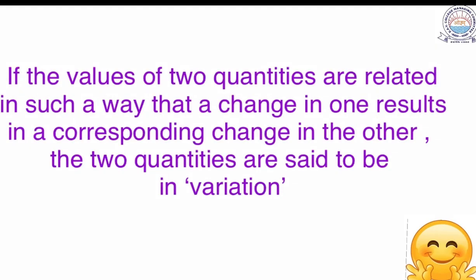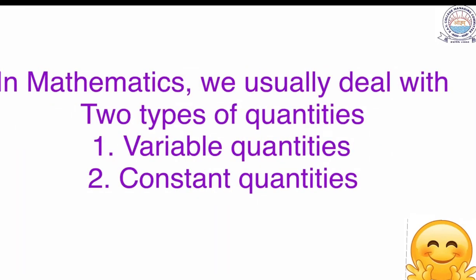If the values of two quantities are related in such a way that a change in one results in a corresponding change in the other, then the two quantities are said to be in variation. Did you get the definition of variation? Yes. Please write it down. Hey, question man, noted?